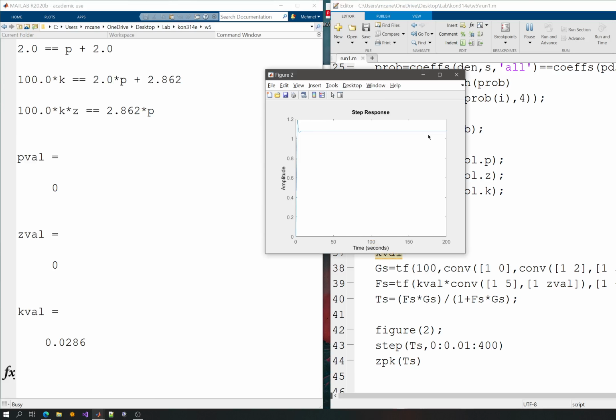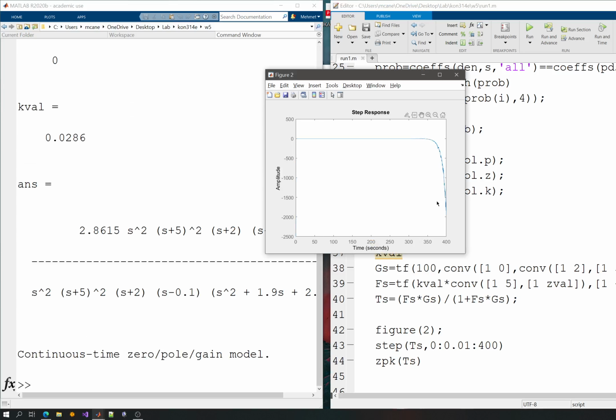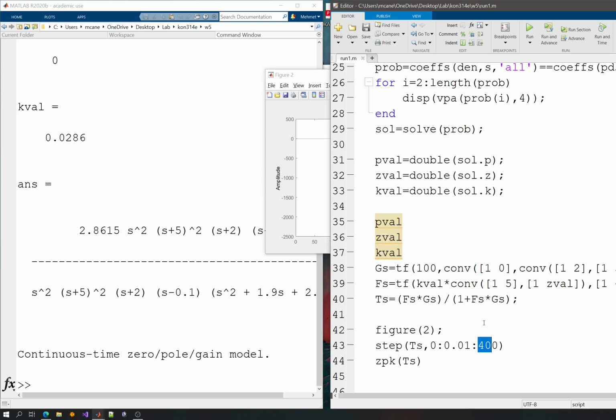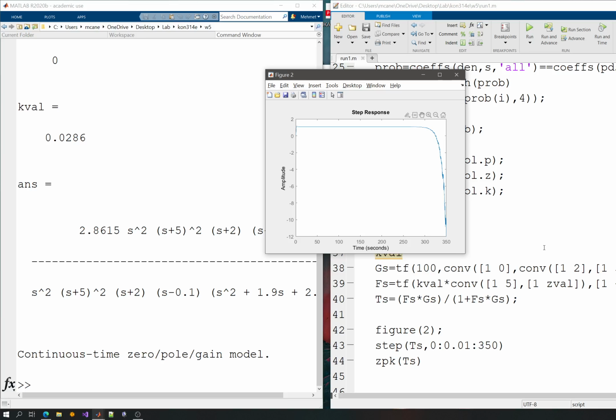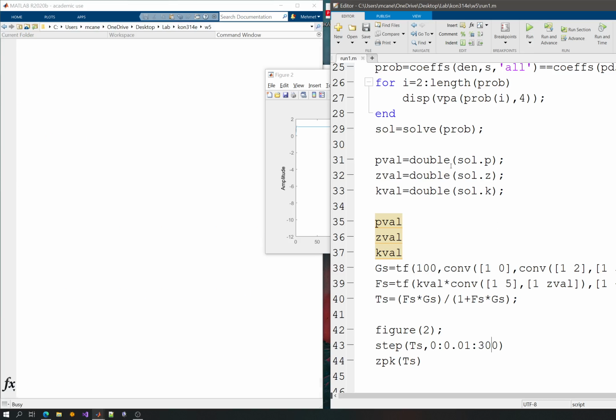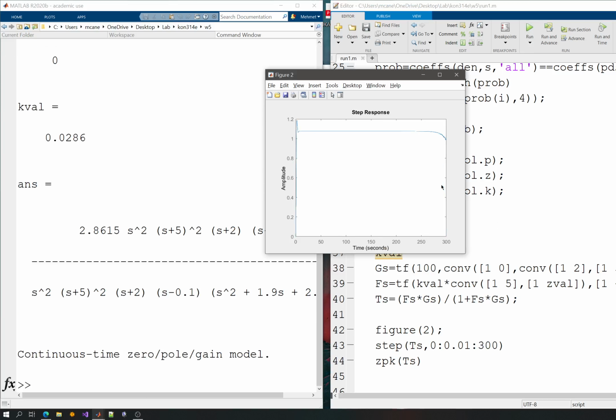Let's try it again. And after 400, you can see that there's a problem. So basically, 350 can be a better representation, hopefully. You can see that little ripple there. 300. There you see, after quite some time, and this is not that small, after certain minutes, like 5 minutes, 4 minutes, the system becomes unstable.